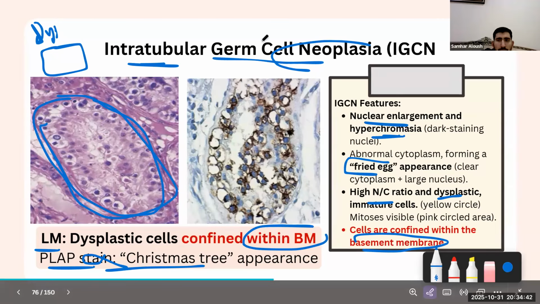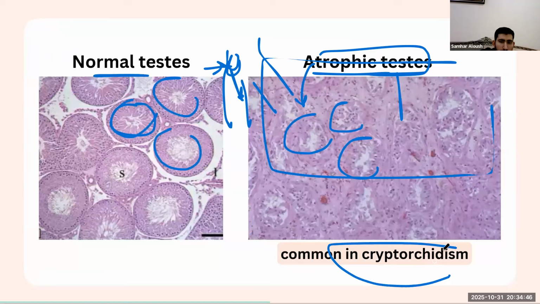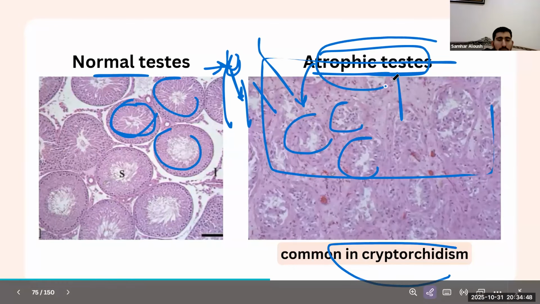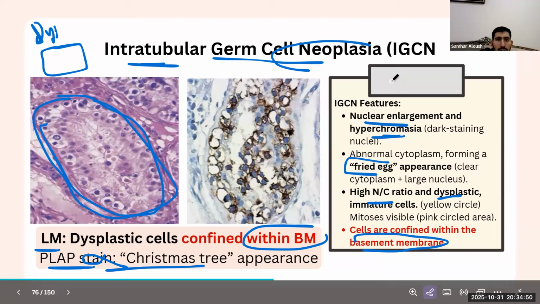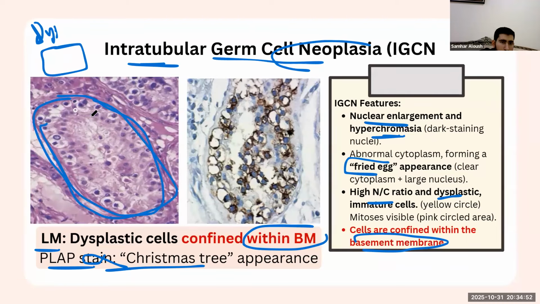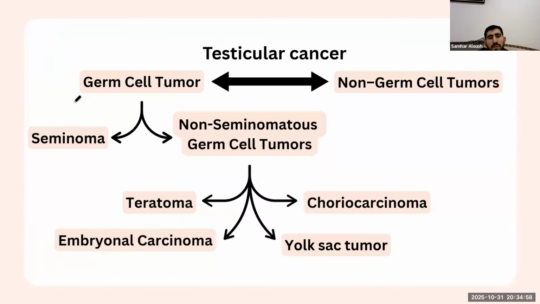Okay, so first we have normal testes here. If it's in the body, which is cryptorchidism, it will be atrophied. If it stayed there, it will become neoplastic. First, it's going to become dysplastic, so it hasn't invaded the basement membrane. And then it will become cancer, and it will invade the basement membrane.